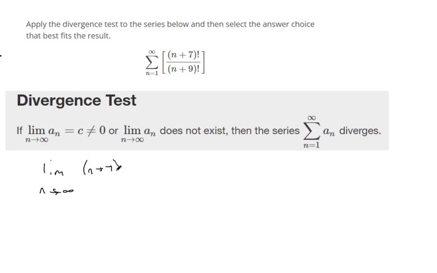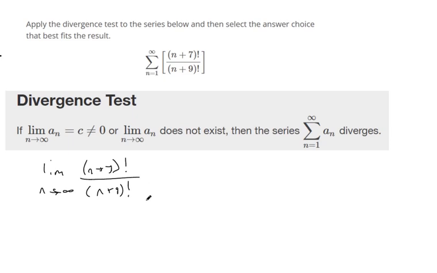So if we evaluated a limit as n goes to infinity for n plus 7 factorial over n plus 9 factorial, and if that equals 1, then we say it diverges. If this does not exist, then we say it diverges. If this limit equals 0, then the divergence test actually can't make any statements. It might diverge, it might converge, okay?